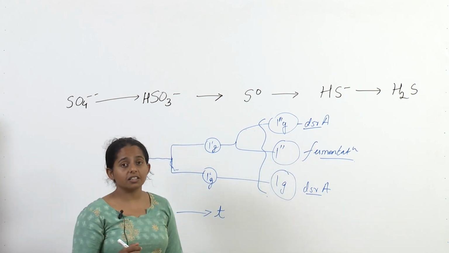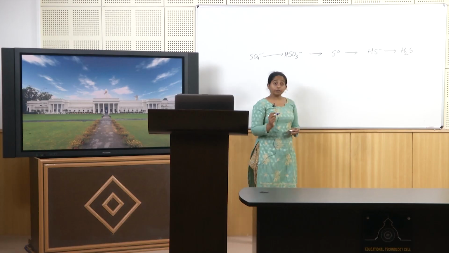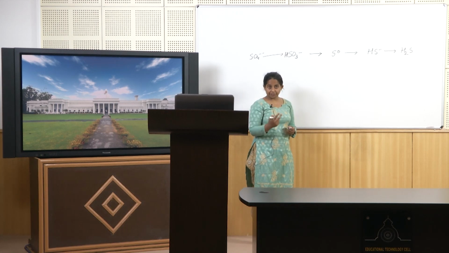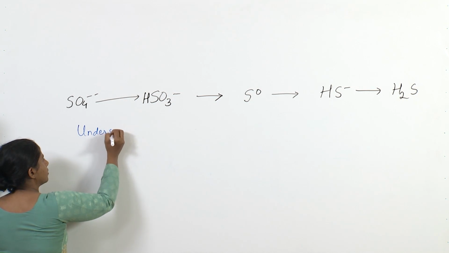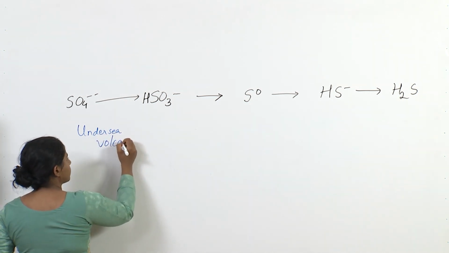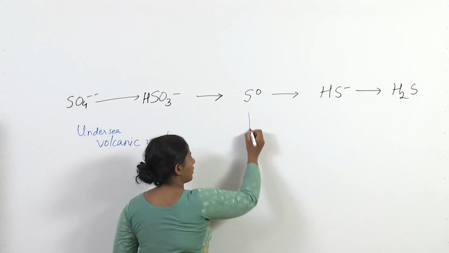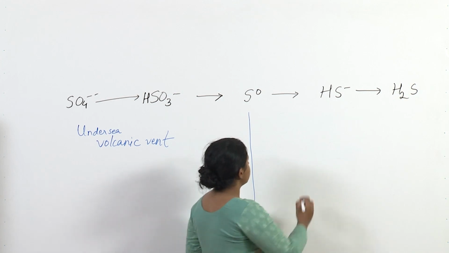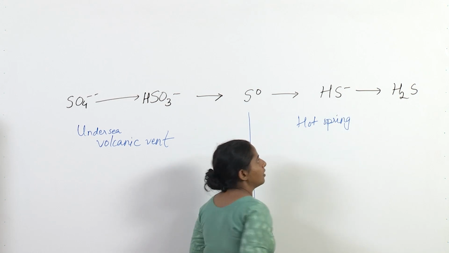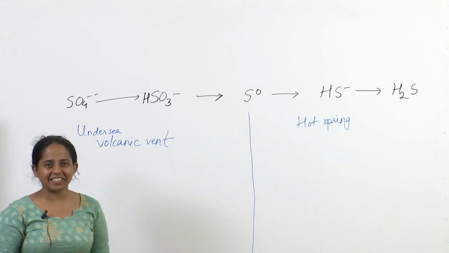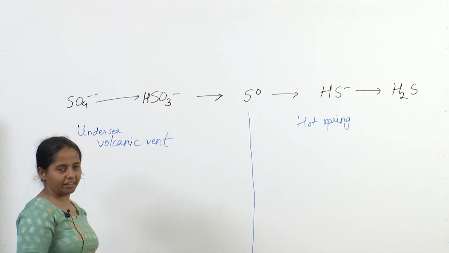Alrighty, the second reason that is given here is convergent evolution. So now let us look at convergent evolution. In convergent evolution, let us imagine there are two environments that we are interested in. One is an undersea volcanic vent, and the other environment we are talking about is a hot spring. So this is early in Earth's environment, plenty of hot springs and plenty of undersea volcanic vents.